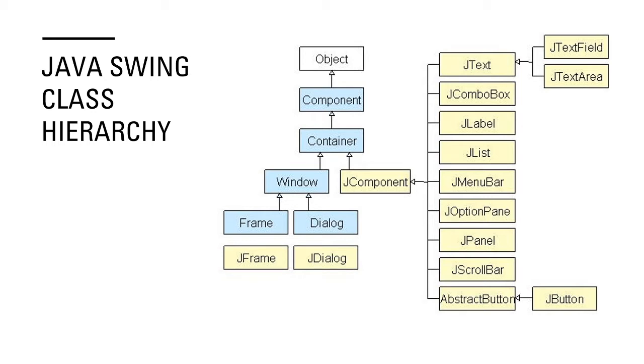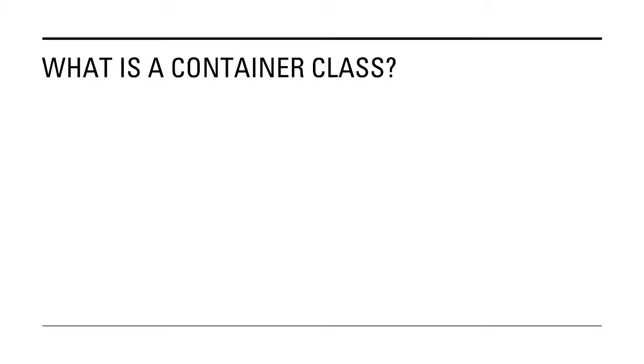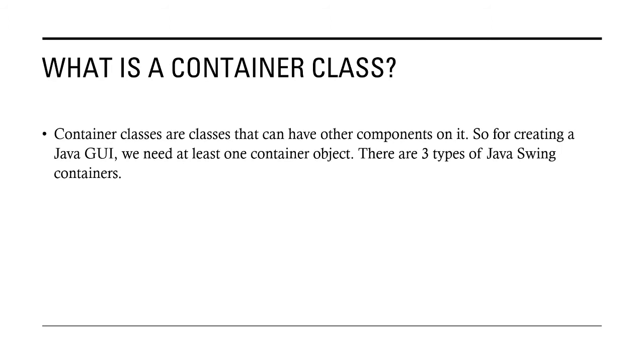And in the Container, we can create JComponents, which are the GUI elements or the different objects for Swing. So these are the different components. We have the JComboBox, the JLabel, JList, JMenuBar, the JOptionPane, JPanel, JScrollBar, JButton or abstract button, and we do have the JTextField and JTextArea. So when we say container class under Java Swing class, these are classes that can have other components on it.